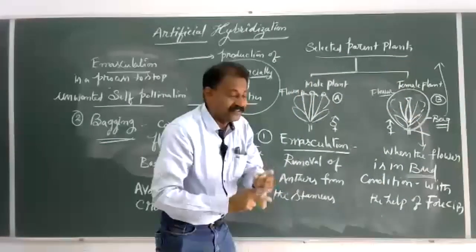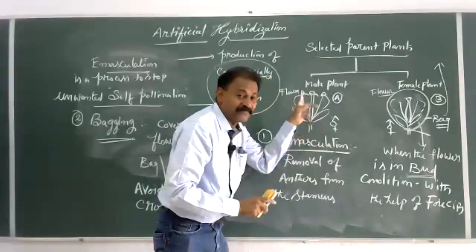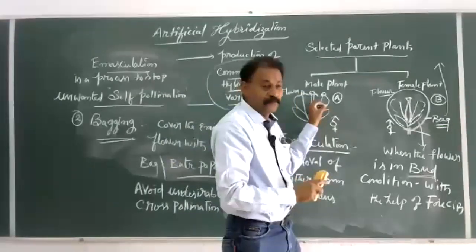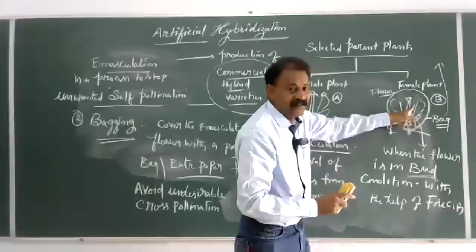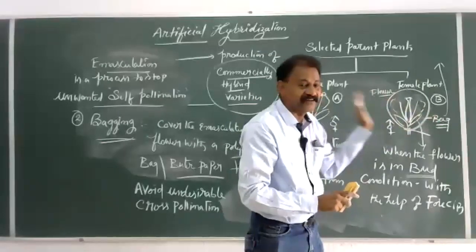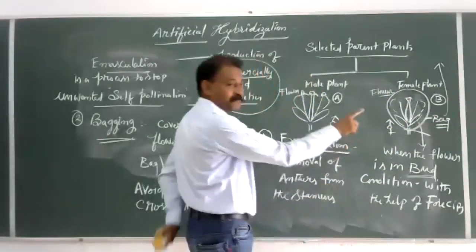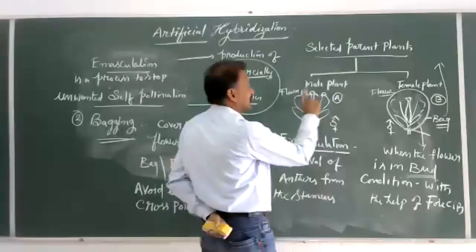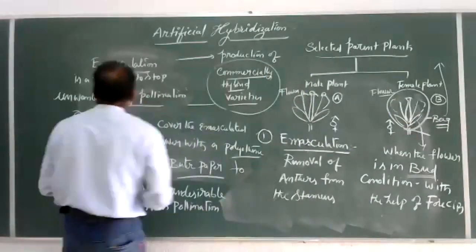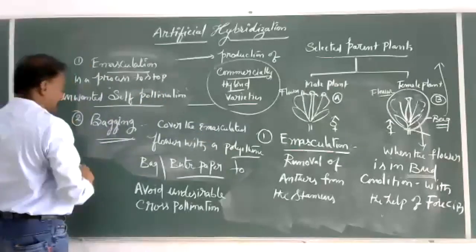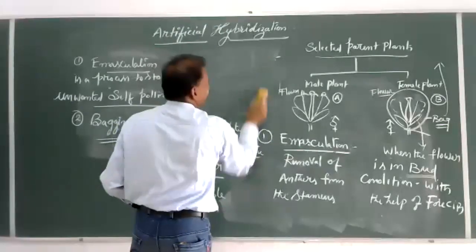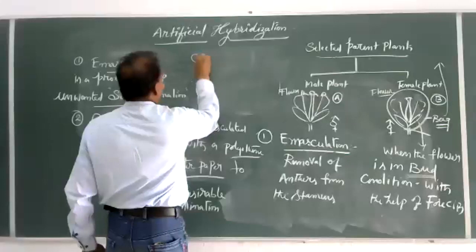The process of collection of pollen grains from the desirable male plant or male flower and dusting the pollen grains on the female flower by opening the bag is called artificial pollination, cross-pollination. Transfer of pollen grains from the anthers to the stigma of the flower is called pollination. So, artificial pollination: emasculation, bagging, and the third step, artificial crossing.